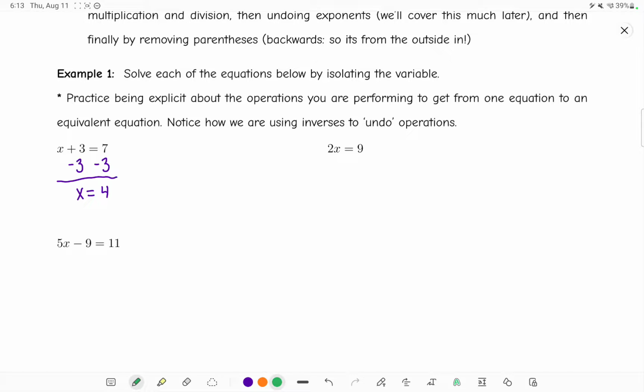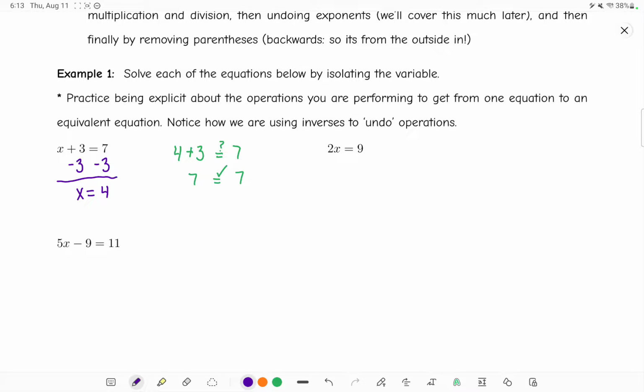And it's always a good idea to check your work. Remember, to check your work, you take the variable and plug it back in. So we get 4 plus 3. Does that equal 7? Well, 4 plus 3 is 7, so yes, it works.